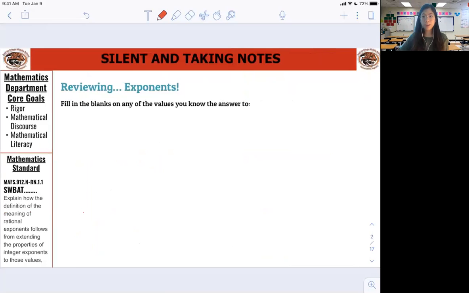So I'm going to write down a couple of pretty easy exponent problems. I just want you guys to look at them and then fill in the blanks on your sheet of paper, write them down, and fill in the blanks of any of the values that you know the answer to. I'm going to start off pretty easy.